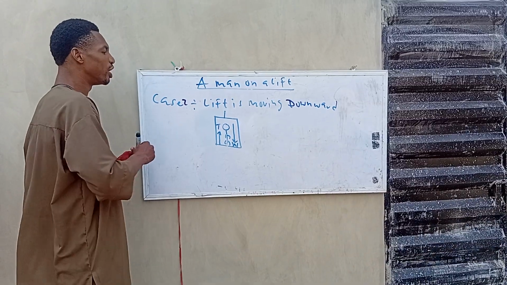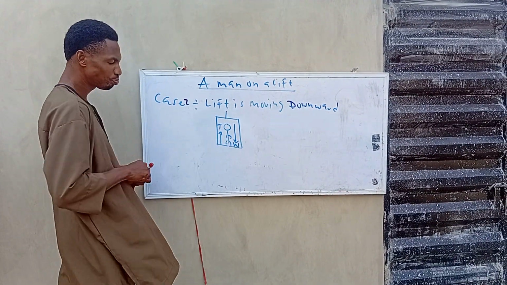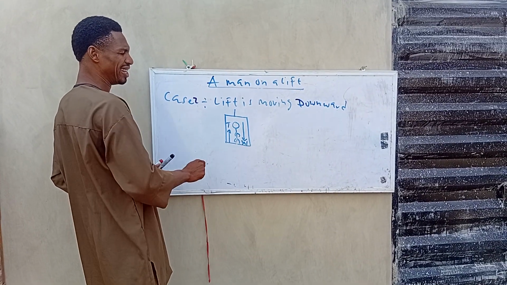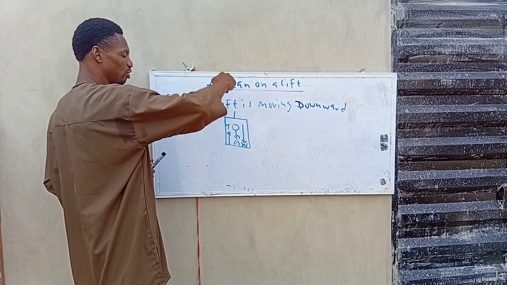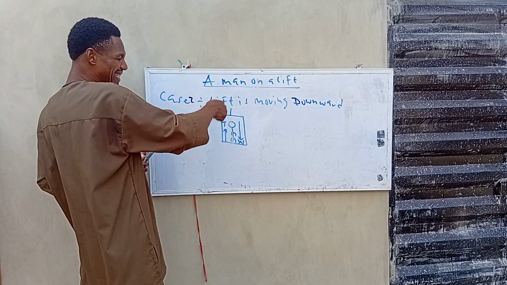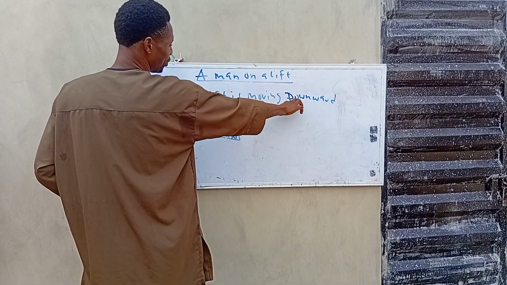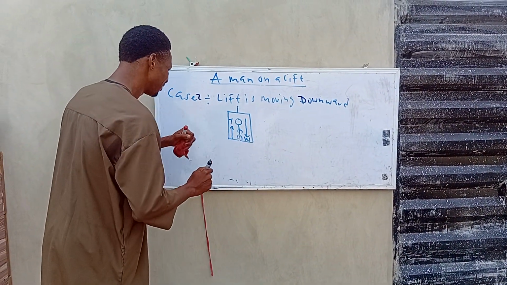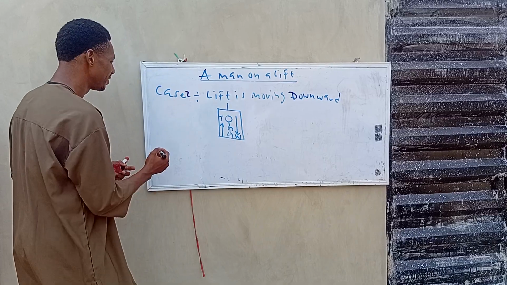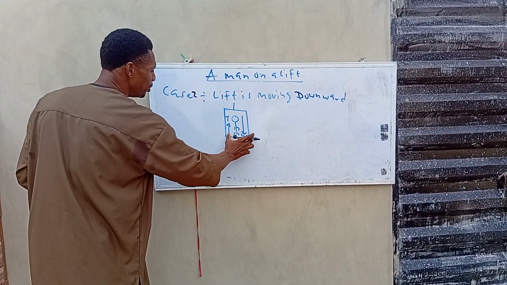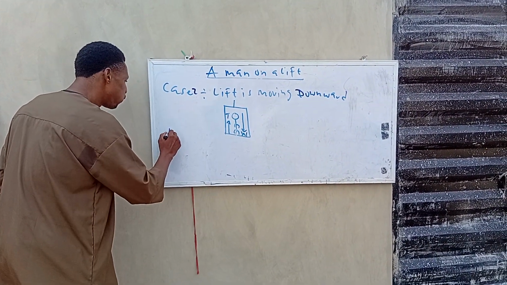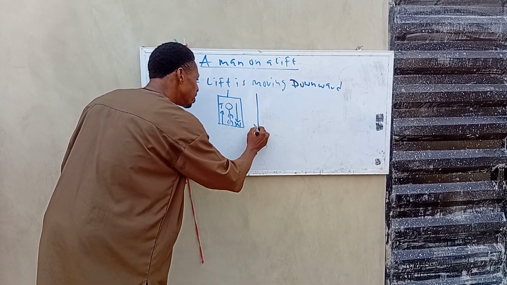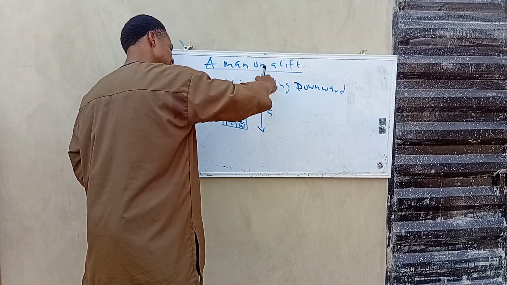Take note now. For the lift to move downward, the weight of the man acts downward, and the weight of the man is greater than the tension. Why? Because the lift or elevator is moving downward. Now, what is the total force acting on this man? Where is this lift moving? It's moving downward. It's accelerating downward.